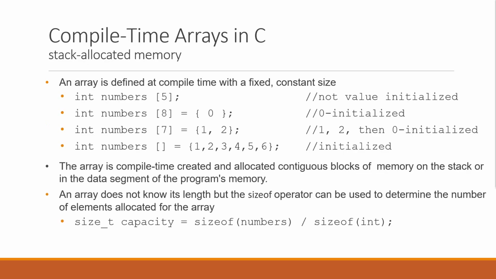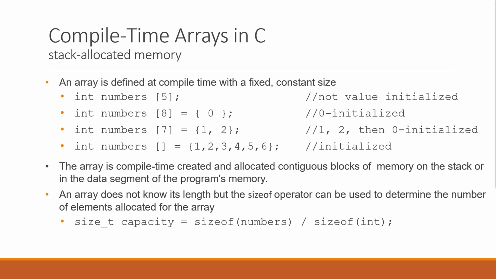An array is defined at compile time with a fixed, constant size. int numbers[5]; this declares an array named numbers of size 5 capable of holding integers. It's important to note that this declaration does not initialize the values within the array. So, the elements of the array numbers will initially contain garbage values, or whatever was previously stored in that memory location.